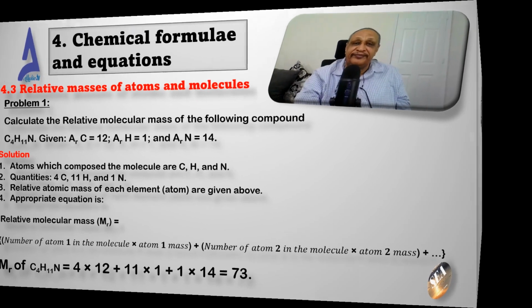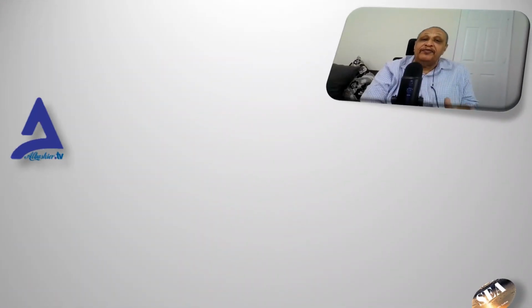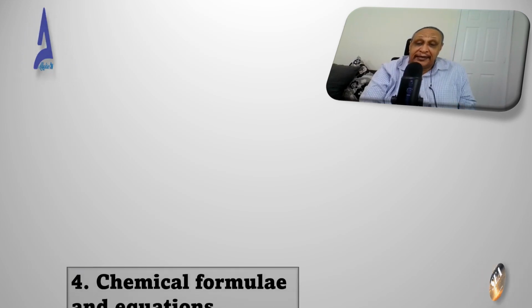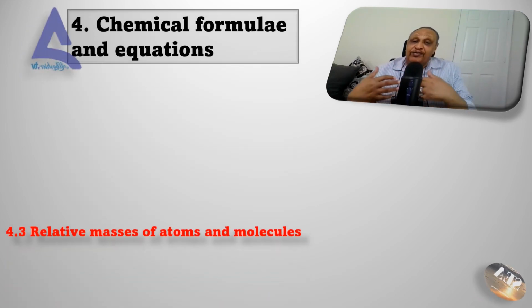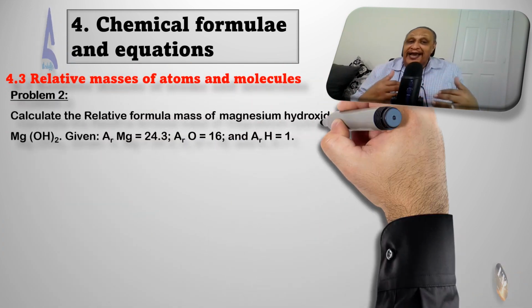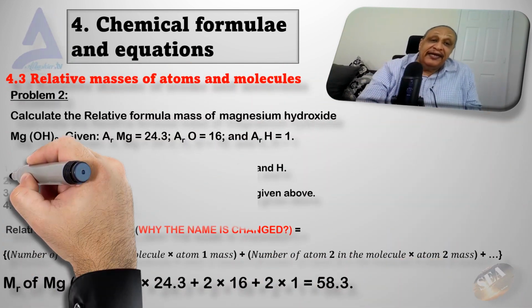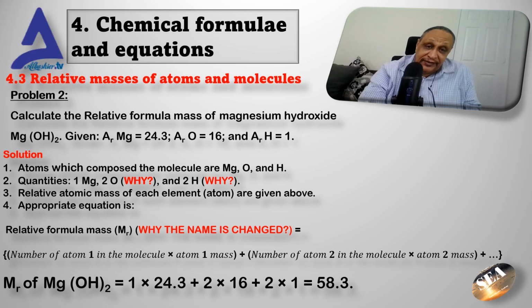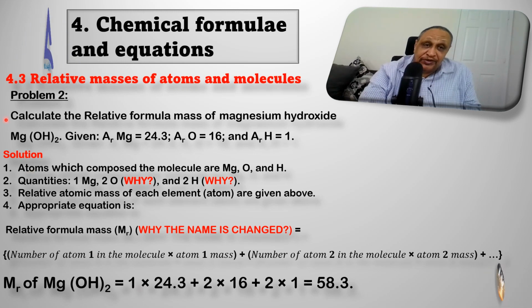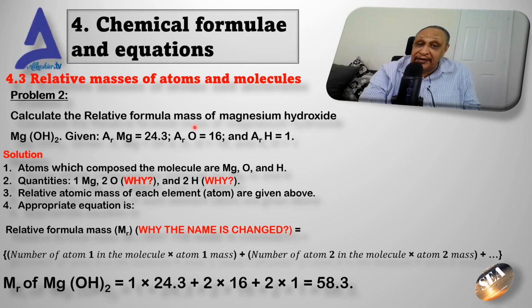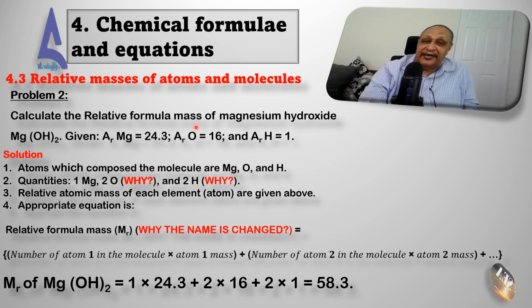In problem 2, we have something to do in repetition, and we have something new. So we have to know what is going on. Now, here is problem 2. Calculate the relative formula mass, not molecular mass. So why is there a change? Let us go forward, then I will answer this question.